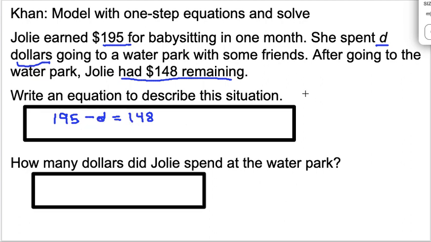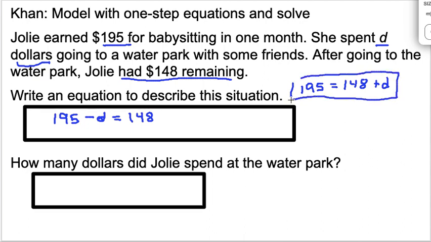So we would end up with 195 equals 148 plus D. And let's think about this. Does her total equal what she had left plus what she spent? And that is a true statement. And then that is an equation we could also put in there. So that's another one we could put in there. With these adding ones, a lot of times there's more than one we could put in there.